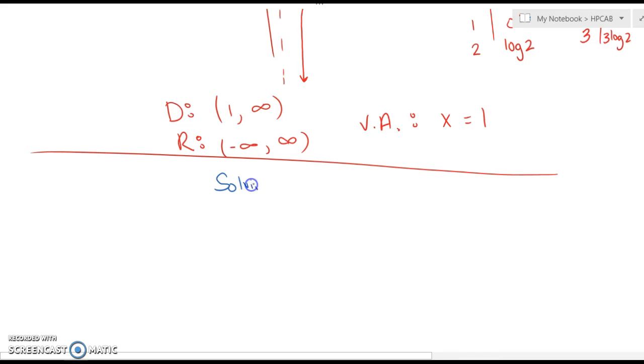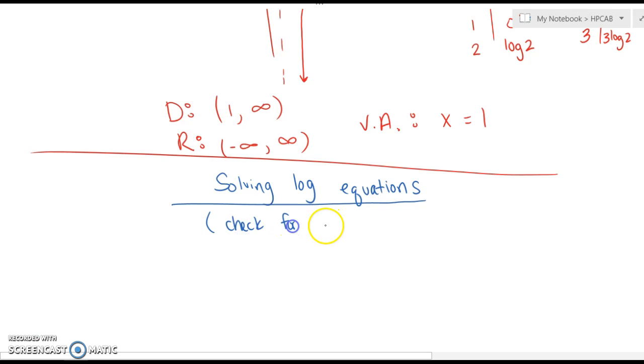Alright, solving log equations. The thing you have to be aware of with logarithmic equations is you need to make sure that you check for extraneous solutions. Alright, remember those are kind of like fake solutions. You get the answer, but then if you plug it back in, it doesn't work. Alright, so you got to make sure that you do that.